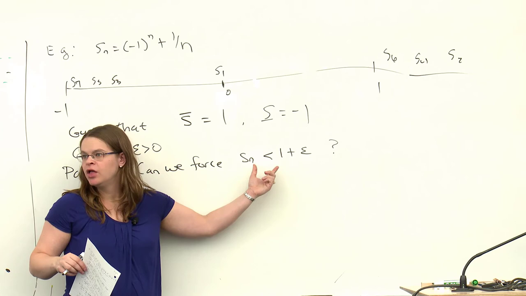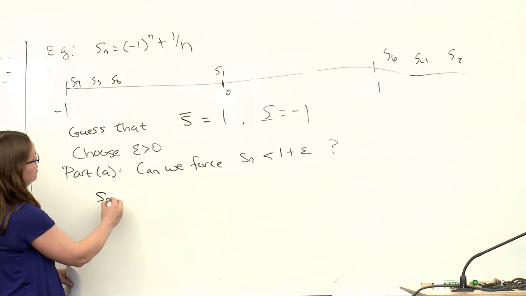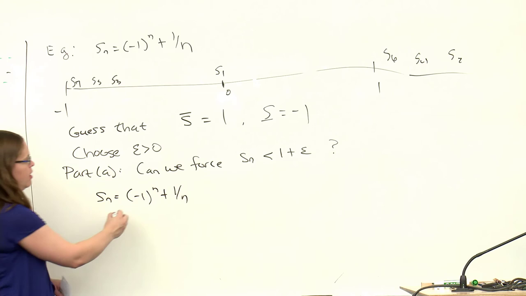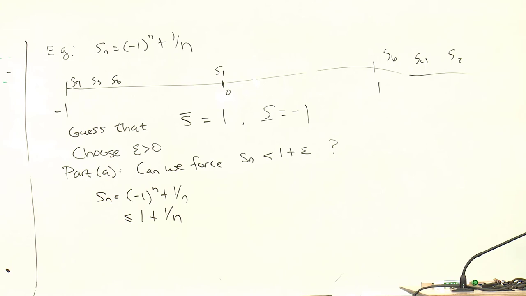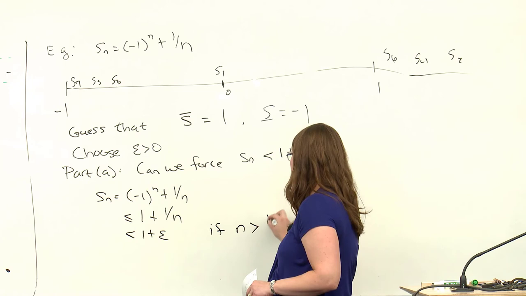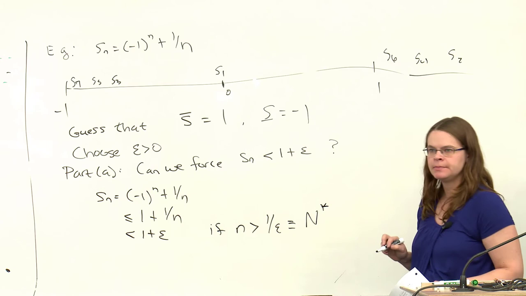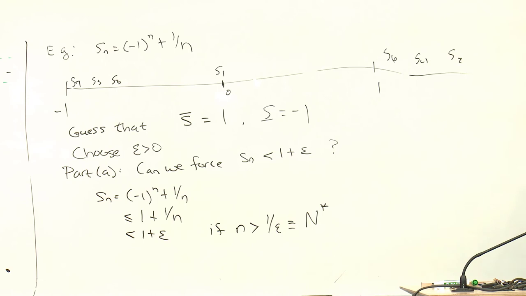So let's look at Sn. Sn is (-1)^n + 1/n, and this is certainly less than 1 plus 1 over n. Indeed, we can make this less than 1 plus epsilon as long as we take n big enough. So as long as n is bigger than 1 over epsilon, and this can become my n star. Right, so part A checks out.